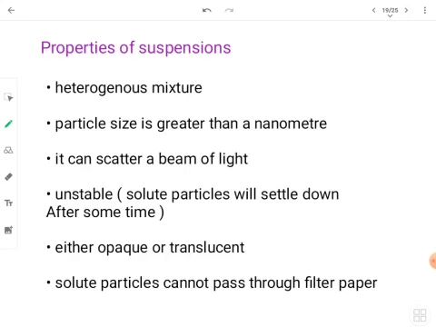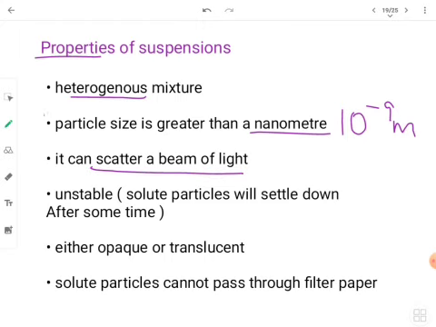So now let me sum up the properties of suspensions. Number one, it is heterogeneous, right? Particle size is greater than a nanometer, as I just told you, and that is the reason why you can separate it out using a filter paper. It can scatter a beam of light. Again, the reason of this is this only, क्योंकि पार्टिकल का साइज इतना बड़ा है कि वो जो कोलिजन होगी लाइट रे और पार्टिकल के बीच में, it can scatter the beam of light. लेकिन अगर पार्टिकल साइज बहुत ही छोटा होगा like that of solution, then it will not scatter light.